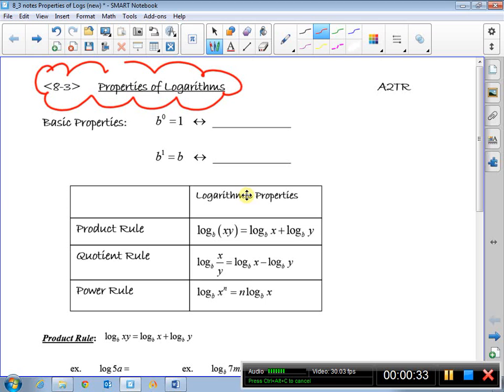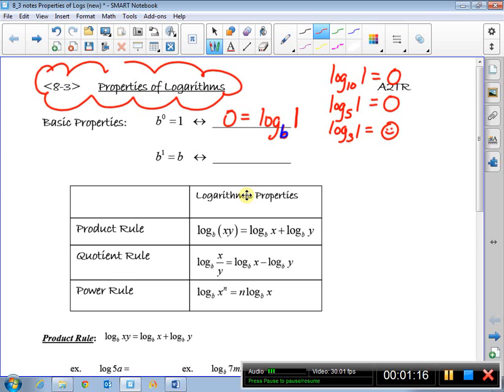First, some basic properties. If we look at these two exponential forms, b to the 0 equals 1, and we change that to log form, the exponent equals log base b of 1, then what we're seeing here is that no matter what the base is, if I have log base 5 of 1, log base 3 of 1, log base 10 of 1, no matter what the base is, if you have the log of 1, it equals 0.